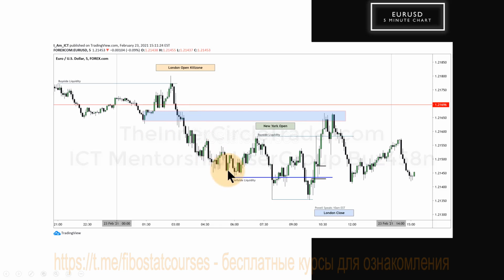Price trades lower ahead of Powell's speech, so there isn't a lot of buying and selling going on. The market is just receding lower into New York. Small little bounce in here. Sell side liquidity pool, it attacks that. Notice this wick in here again. Notice that the bodies of this swing low is lower than this one.